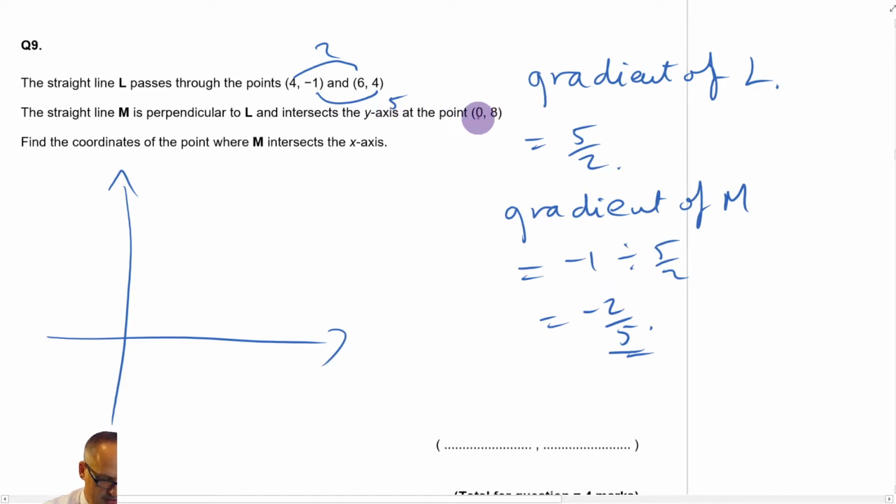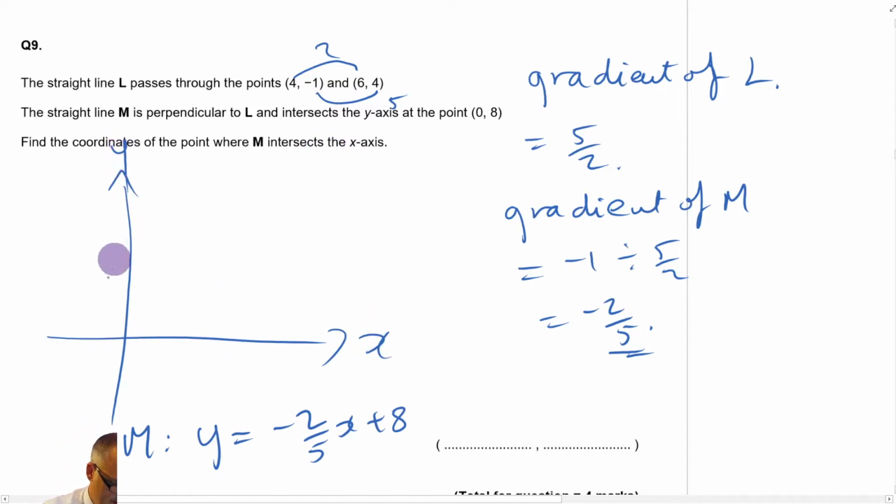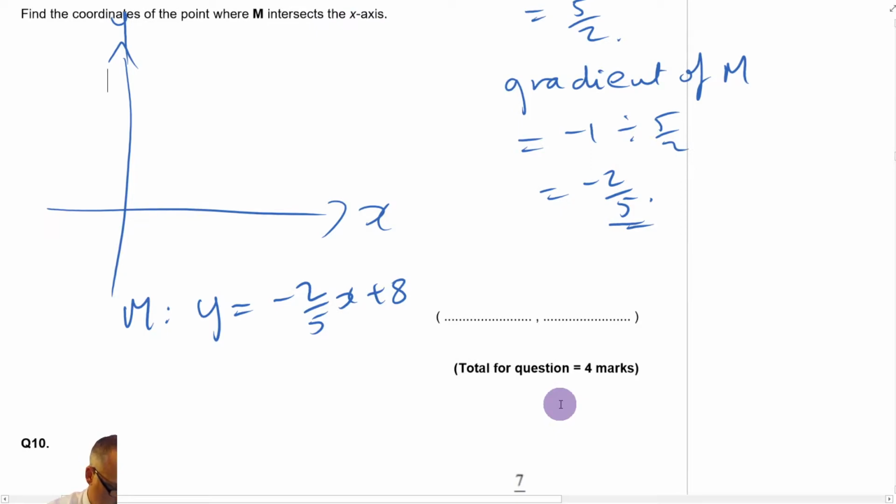We know it crosses the y-axis at the point 0, 8. So therefore, if it's got gradient minus 2/5 and it crosses the y-axis at 0, 8, the equation of M is going to be y equals minus 2/5 x plus 8. And we want to find out where it crosses the x-axis. Now, all the way along the x-axis, y is equal to 0. So therefore, we're going to let y equals 0. Let's get some more space for our working. Let y equals 0. So 0 equals minus 2/5 x plus 8.